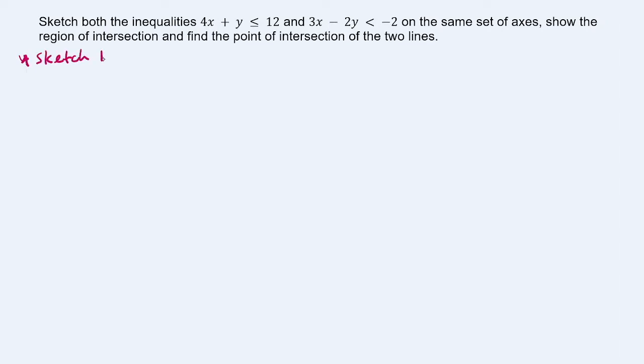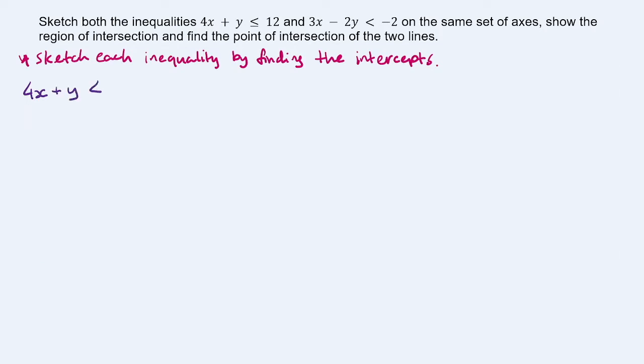So that's what I'm going to do. I'm going to sketch each equation or inequality by finding the intercepts, so the x-intercept and the y-intercept. Let's do the first one. We have 4x plus y is less than or equal to 12. So what I'm going to do is make that an equation rather than an inequality and substitute in 0 for my 2 variables, but I'm going to do that one at a time.